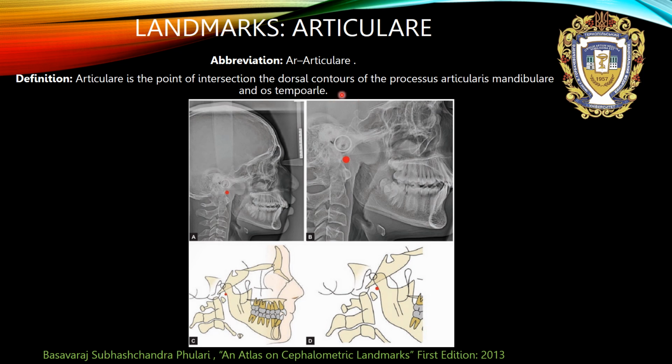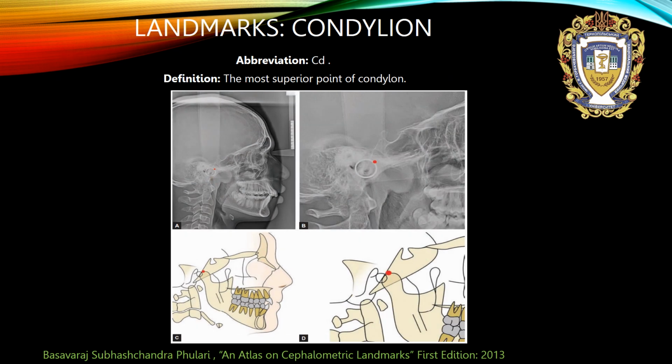Articulare. Articulare is the point of intersection of the dorsal contours of the articular process of the mandible and the temporal bone. Intersection. Condylion point. It is the most superior point of the condyle, the articular head.